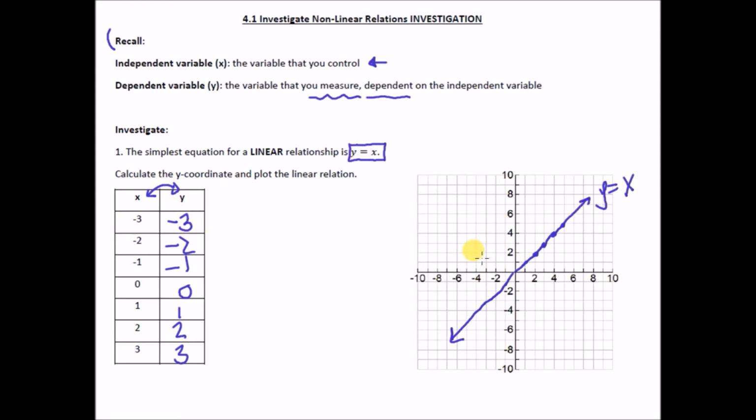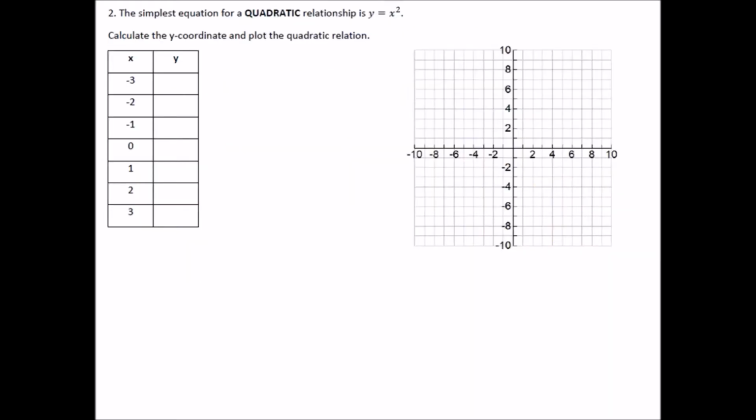So now let's take a look at another one. Okay, so number 2, the simplest equation for a quadratic relationship, and that's what we're going to be studying in this unit, is y equals x squared. And then we're going to get into more complex ones and ones that we move around, flip, slide. Okay, so let's go ahead and calculate the y coordinate and plot the quadratic relation.